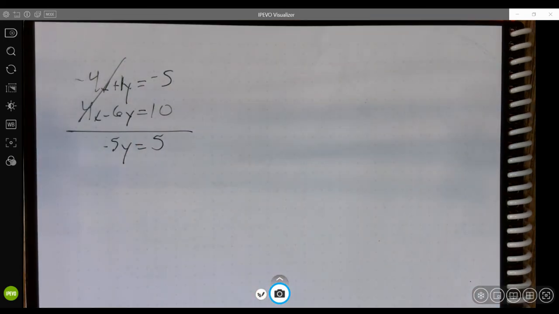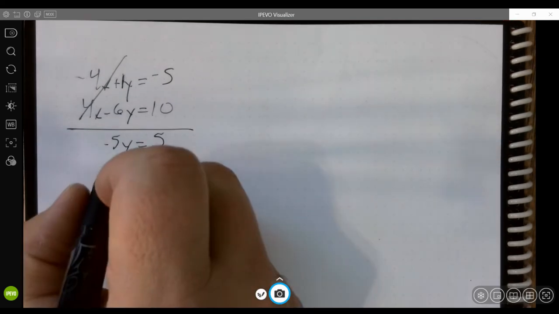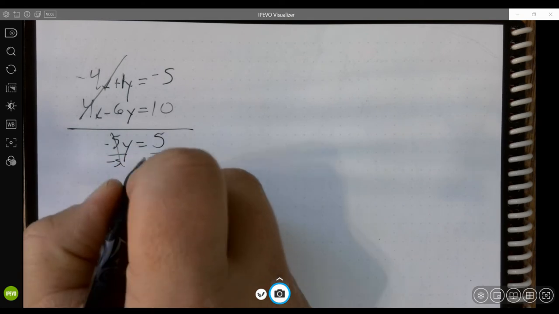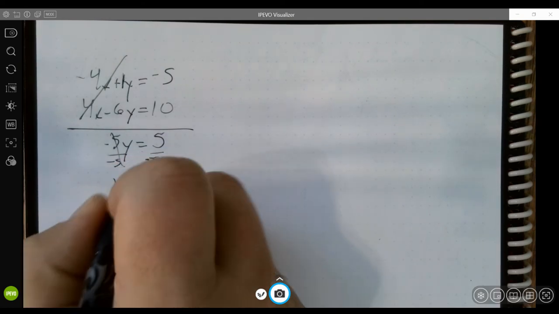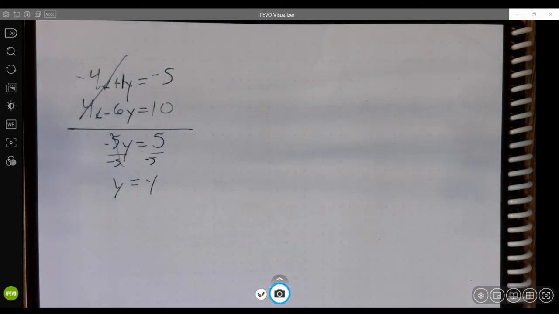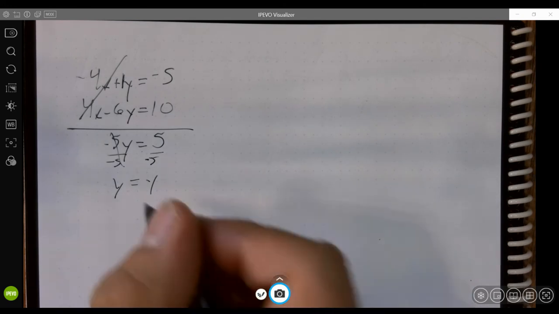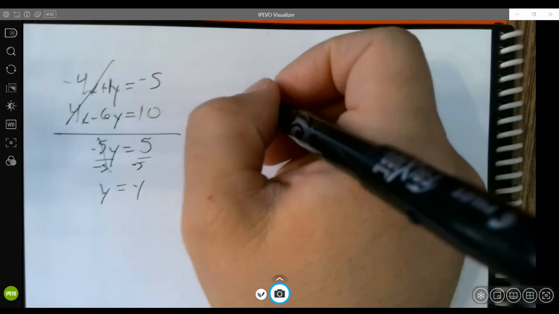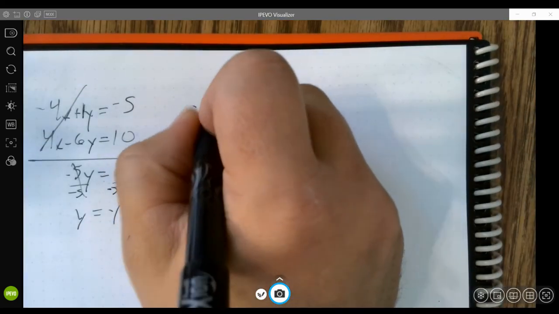So for this one, we do have a little bit of solving to do. I need to solve for y, and in order to do that, I divide both sides by negative 5. So I get y equals negative 1. Then I need to plug that back into one of the two original ones. I'll do the top one this time. You could always do the top, always the bottom, doesn't matter.